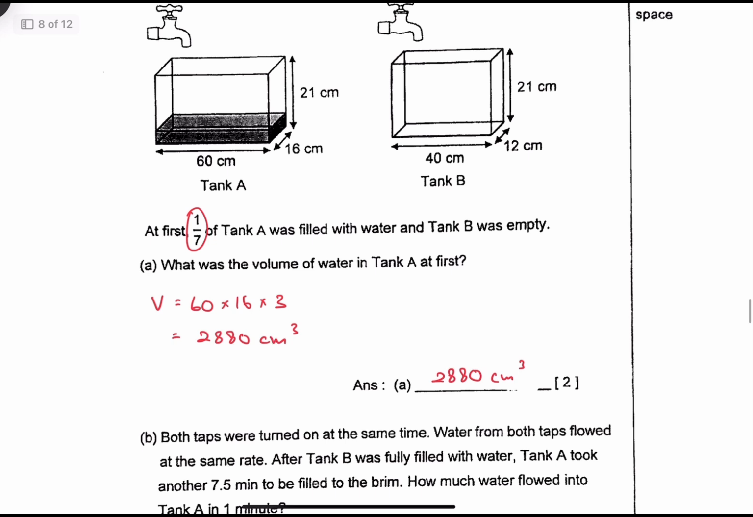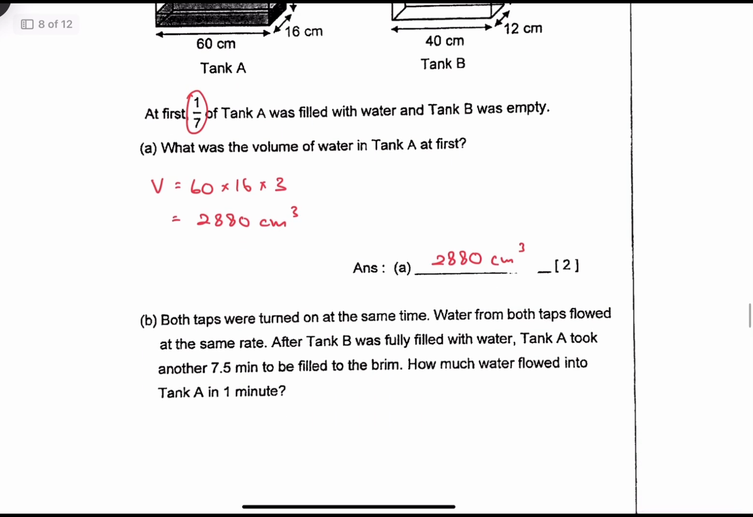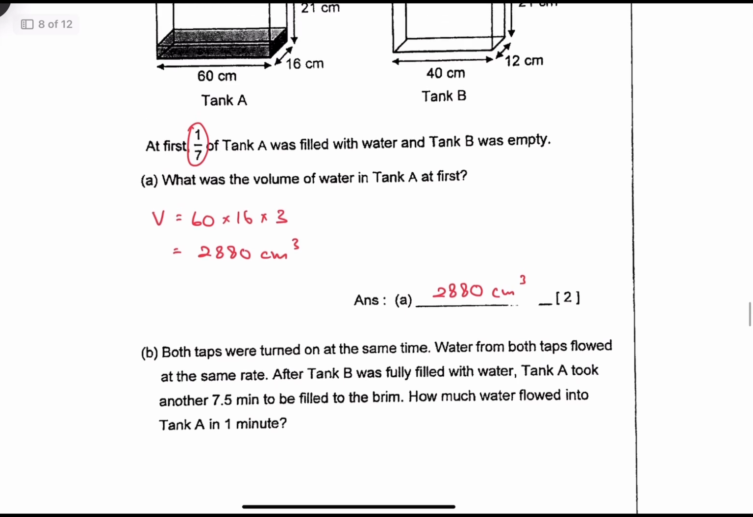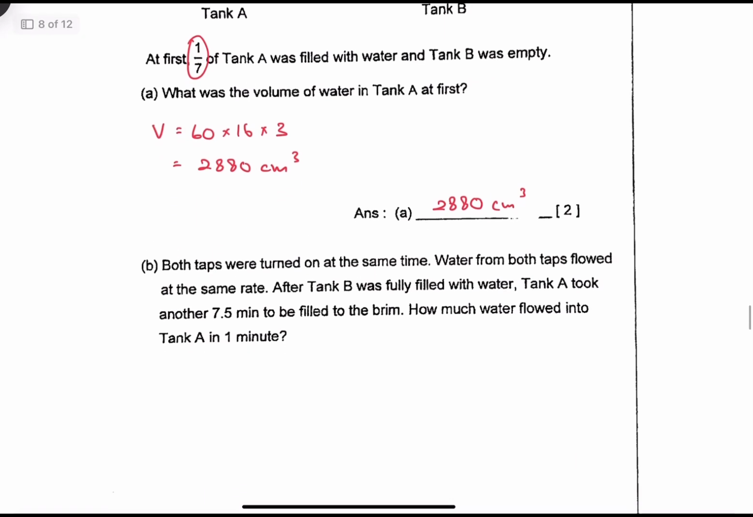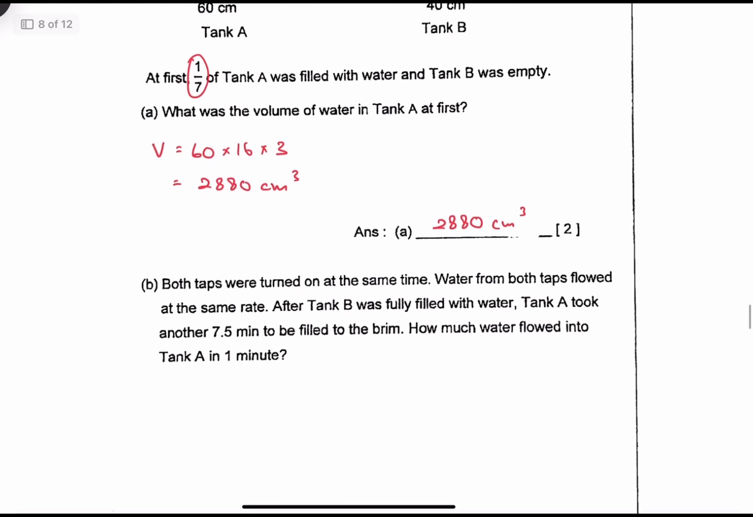Alright, let's go on. So both taps were turned on at the same time. Water from both taps flowed at the same rate. After tank B was fully filled with water, tank A took another 7.5 minutes to be filled. So why is it longer? It's because looking at the measurements, tank A is actually bigger and tank B is smaller. So they ask, how much water flowed into tank A in 1 minute?